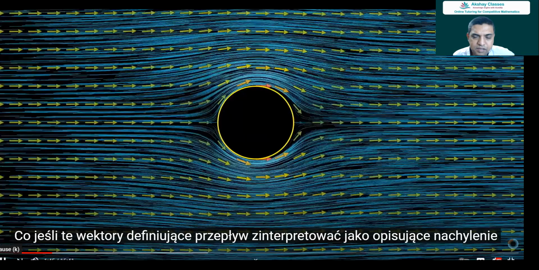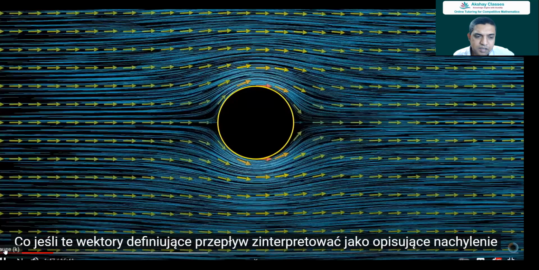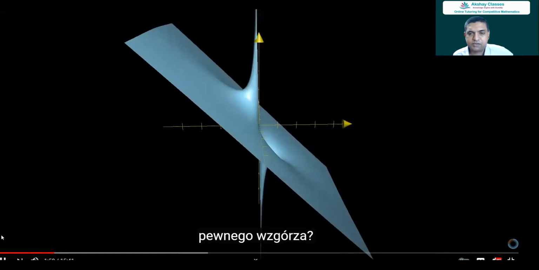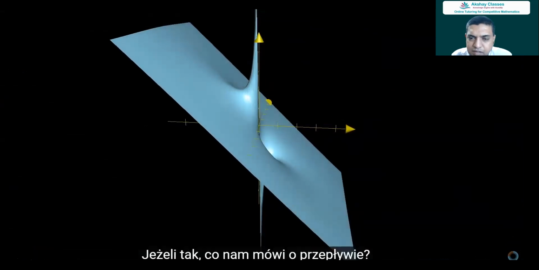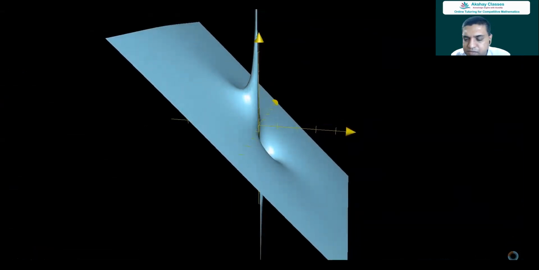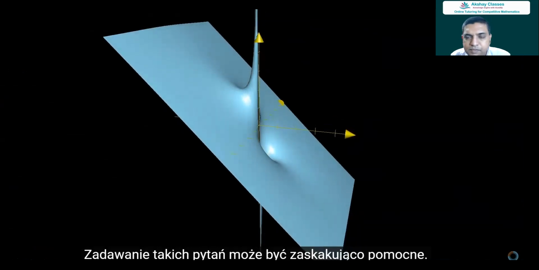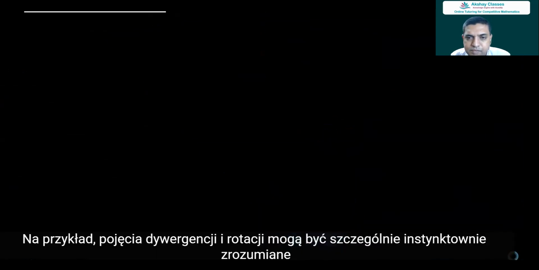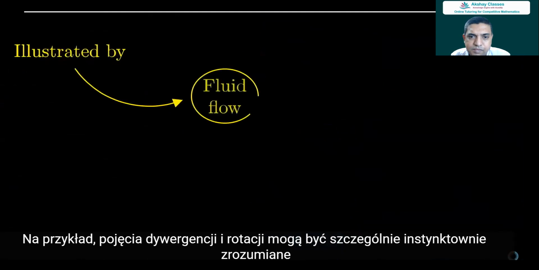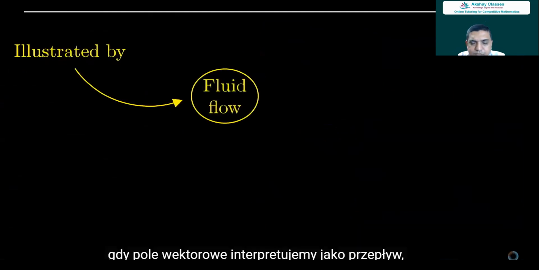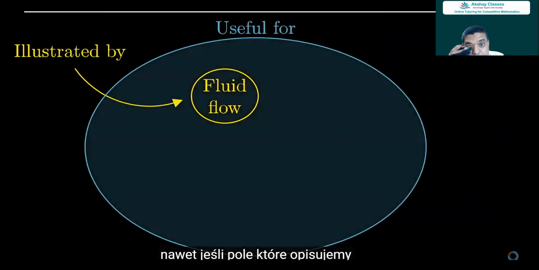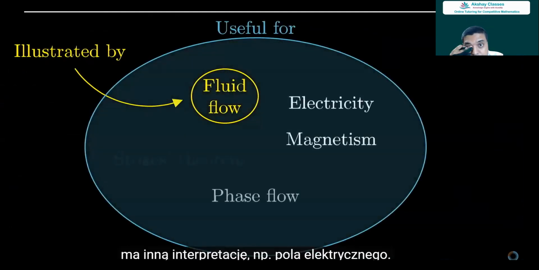What if the vectors defining a fluid flow were thought of as describing the downhill direction of a certain hill? Does such a hill even exist? And if so, what does it tell us about the original flow? These sorts of questions can be surprisingly helpful. For example, the ideas of divergence and curl are particularly viscerally understood when the vector field is thought of as representing fluid flow, even if the field you're looking at is really meant to describe something else, like an electric field.